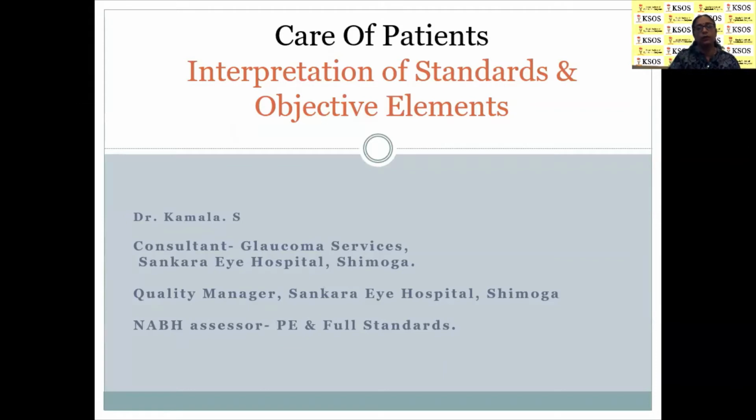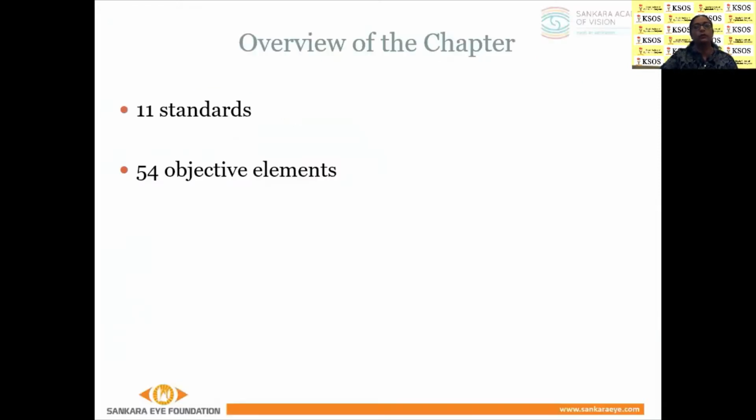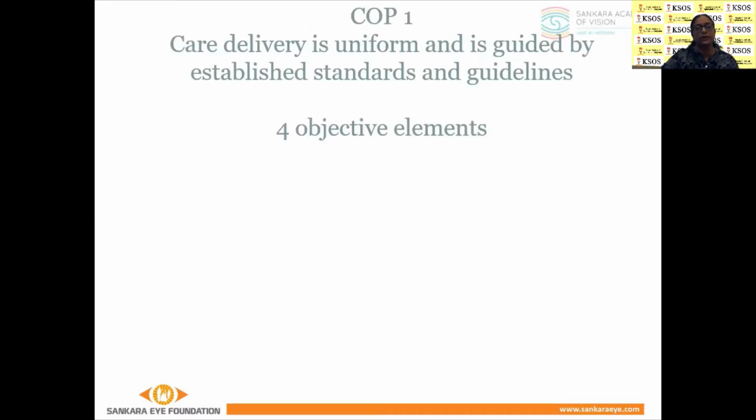I will be talking about the chapter on care of patients, the interpretation of the standards and objective elements in this particular chapter. So the overview of the chapter is that it has 11 standards and 54 objective elements. So coming to each standard element one by one.